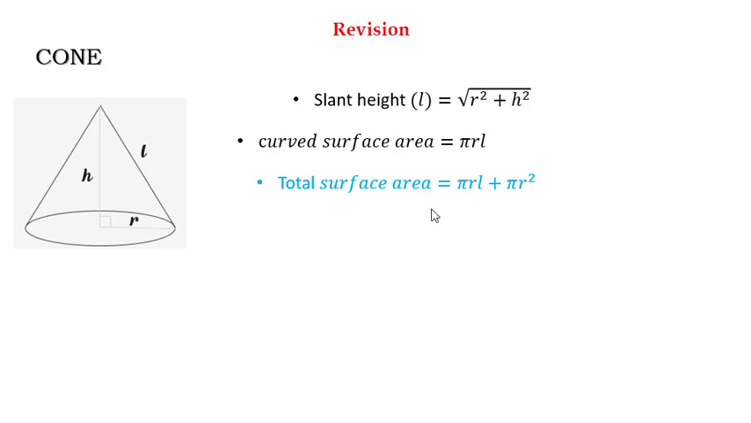Now here pi r we can take common. So if we take pi r common, it is pi r in bracket l plus r. And volume is 1/3 of pi r square h. Now this pi r square h we have already learned as volume of cylinder. So the volume of cone is 1/3 of the volume of cylinder.